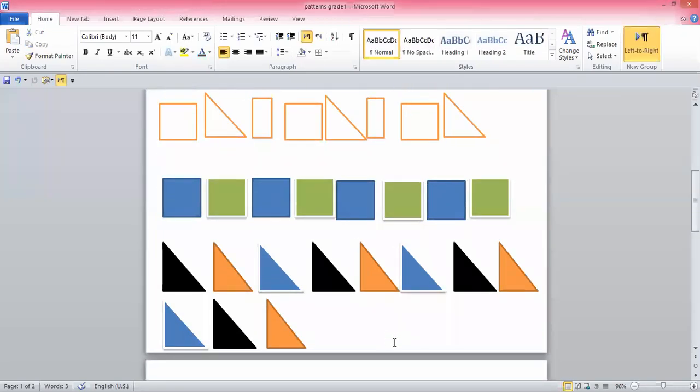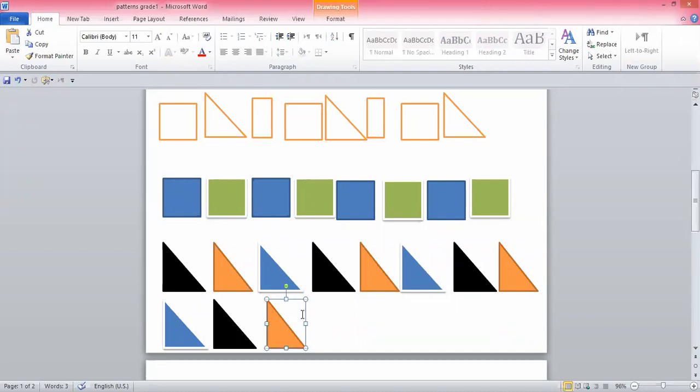Come here. If I ask you about this, there are three triangles. They all are triangles, but their colors are different. How many colors? Black, orange, blue, black, orange, blue, black, orange, blue, black, orange. So this pattern is made of three colors. First one is black, second one is orange, and third one is blue.